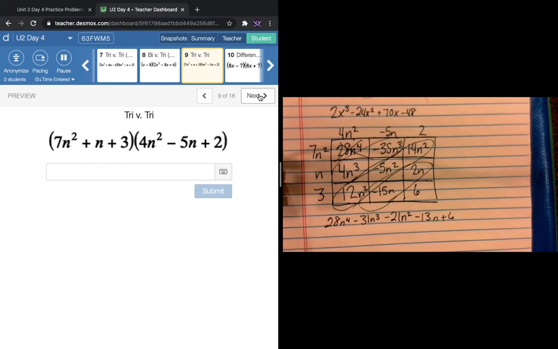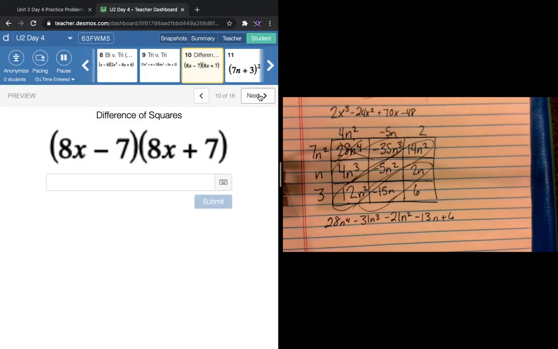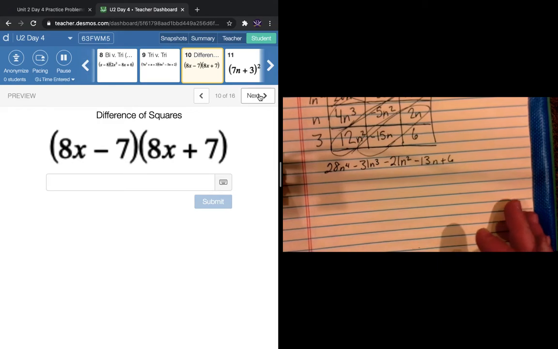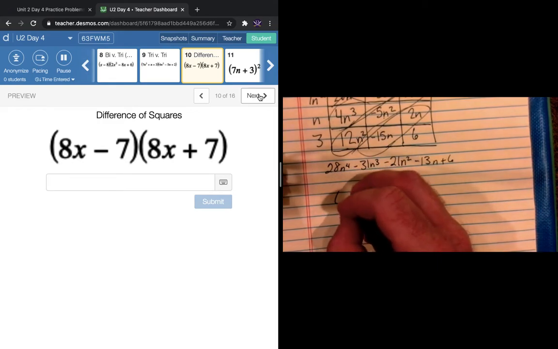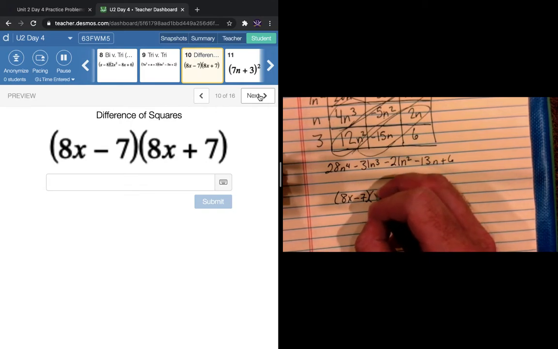Okay, so that would be how I would do the box method on that one. Difference of squares, okay? Difference of squares. We've got two cheats that we're going to learn here, okay?